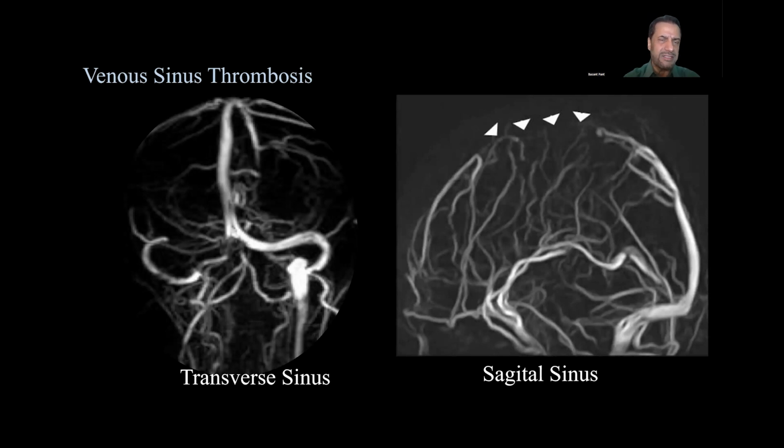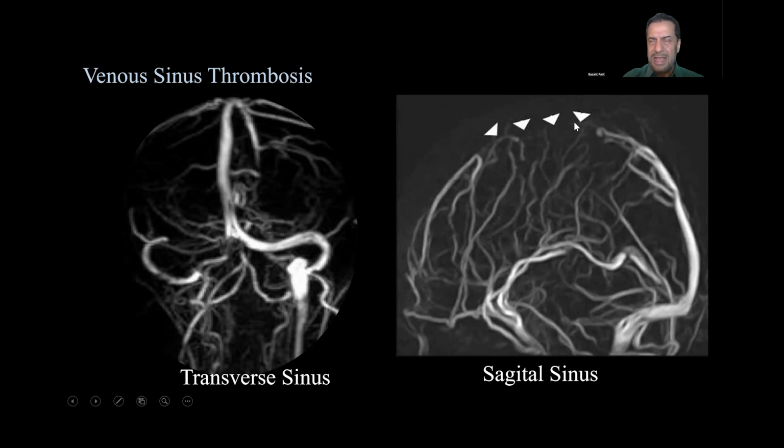and look at the symmetry of the venous sinus. Here you can see that the transverse sinus is occluded on one side, the superior sagittal sinus is free, and all the veins that are draining into the superior sagittal sinus are there. So this is a right-sided transverse sinus occlusion.